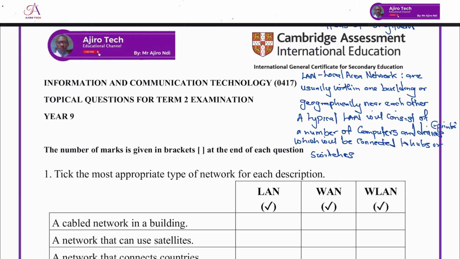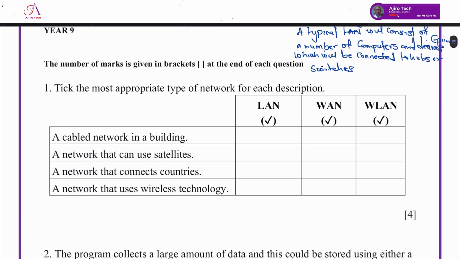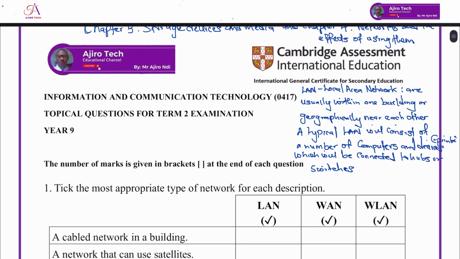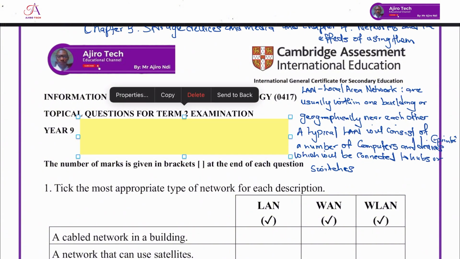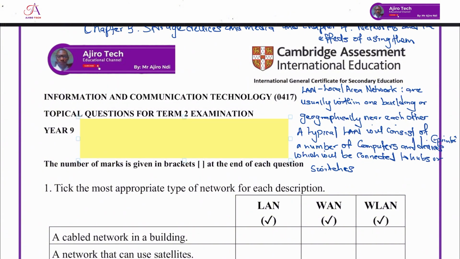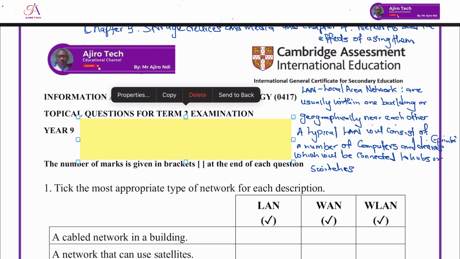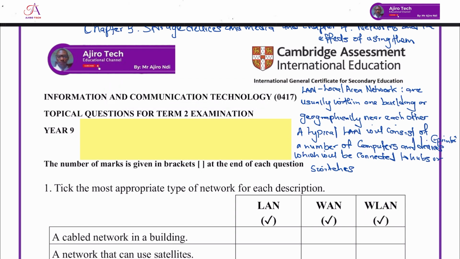Let's talk about the WAN, which is a wide area network. Okay, do I have a space for it? Okay, I think I'll probably just do the I'll do it here so it's easier. Okay, so I'll do it here. So okay, I'm going to do it here, right? So let's talk about the wide area network.